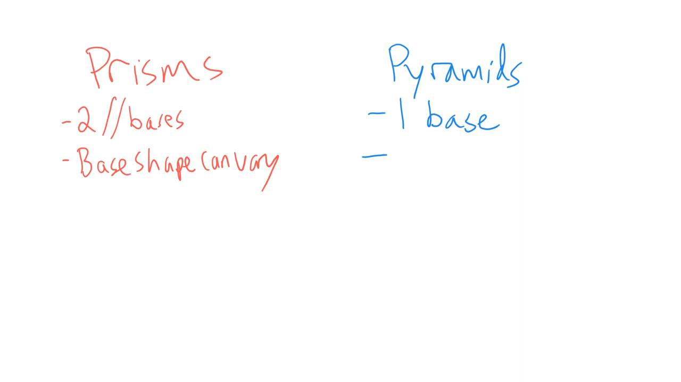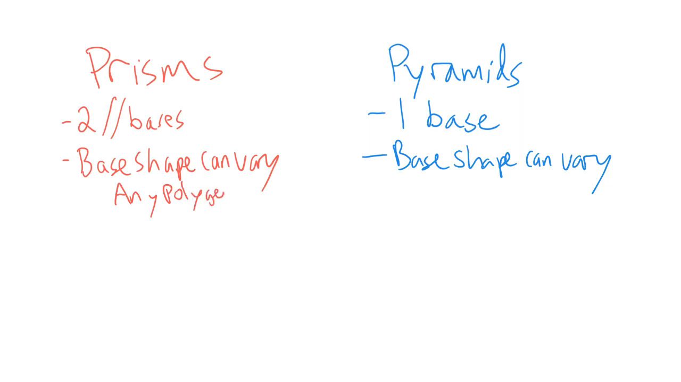Maybe I'll just write it out. Base shape can vary. So it could be any kind of polygon. And remember, a polygon is just a many-sided figure. It could be a triangle, a quadrilateral, like a square or a rectangle, or rhombus. It could be a pentagon, so on and so forth.